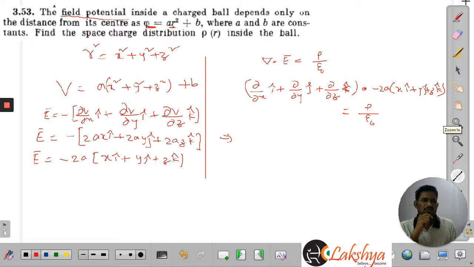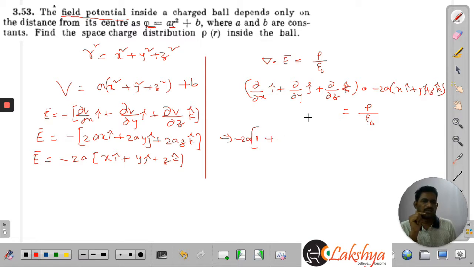So this part is different. Now let us simplify this equation. In this step I am simplifying here. If you do the dot product first, then minus 2a I am writing outside. So minus 2a. Then the dot product is nothing but x, and the differentiation of x is 1.